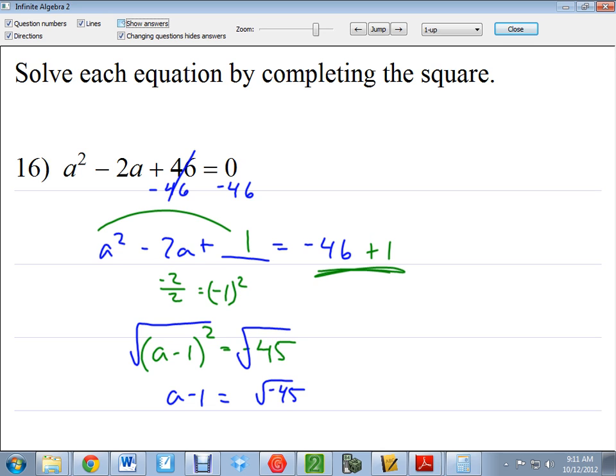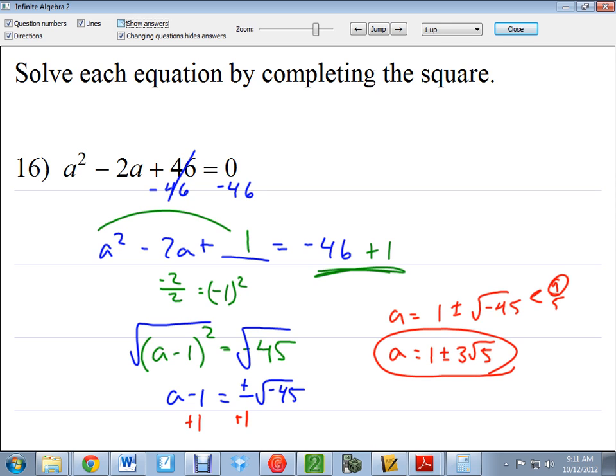Now the square root of negative 45 will have to be broken down. Do not forget that it is a positive and negative square root of negative 45. Add 1 to both sides to get rid of it, and we have a is equal to 1 plus and minus the square root of negative 45, which we will then have to break down. That is 9 and 5. 9 is a perfect square, so we'd say a is equal to 1 plus or minus 3 root 5. And that would be my final answer.